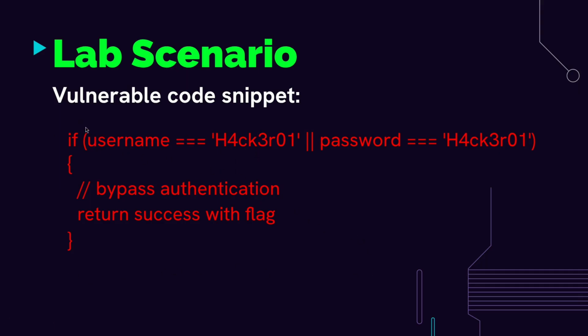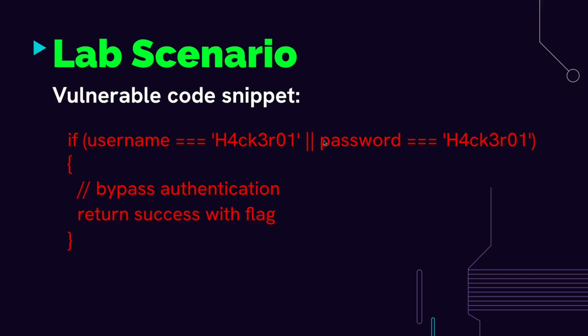When you look at this statement, it says if the username is hacker01 or the password is hacker01, then bypass authentication returns access. What does this mean? I'm pretty sure if you know something about coding programming, you already know where the problem is. But for you who do not know, never mind. I'm going to show you why. So this is the problem.